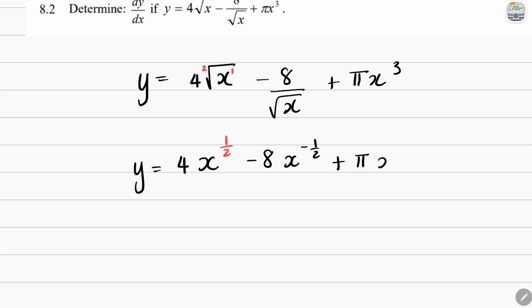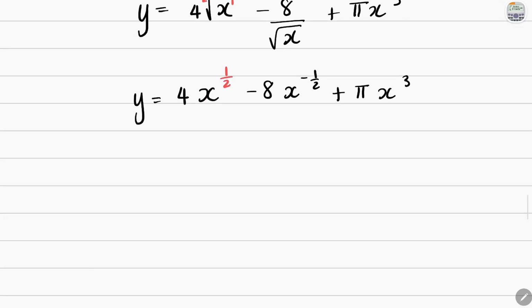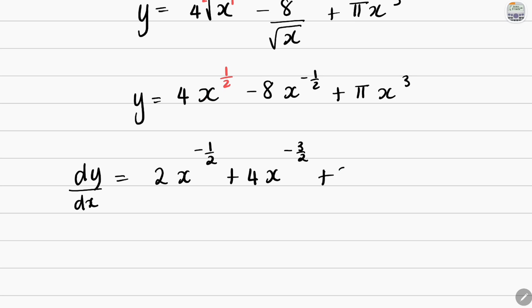And then this is fine. There's nothing wrong with this. And now we can go ahead and derive. So dy over dx is equal to, and we're saying coefficient times exponent, which is 2, and then x, exponent minus 1, which will be negative a half. Coefficient times exponent, that's going to be positive 4. X, exponent minus 1, that will be negative 3 over 2. And then coefficient times exponent, that's going to be positive 3 pi. And then x, exponent minus 1, which is 2.